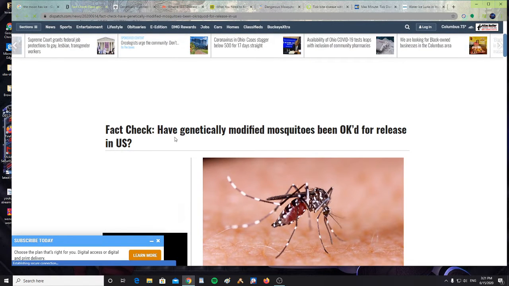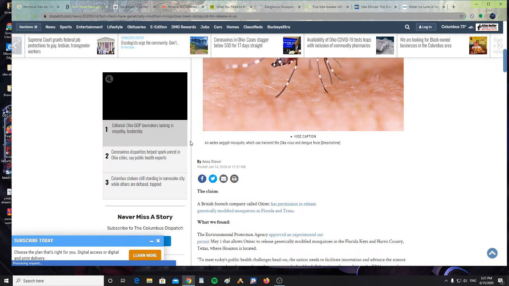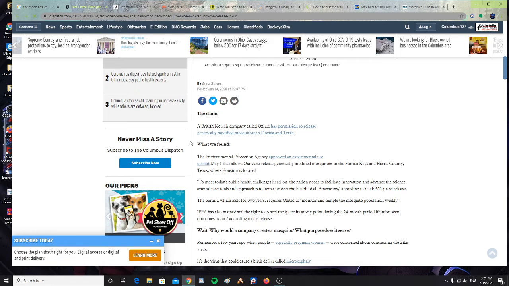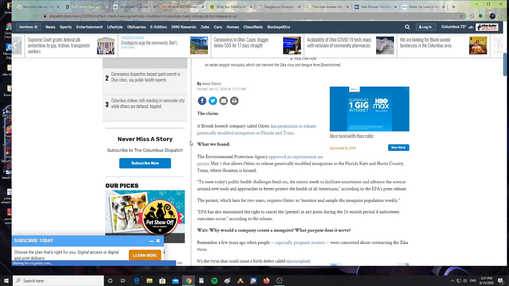Fact checked. Have genetically modified mosquitoes been okayed for release in the U.S.? Apparently, the Environmental Protection Agency approved an experimental use permit on May 1st that allows Oxitec to release genetically modified mosquitoes in the Florida Keys and Harris County, Texas, where Houston is located. To meet today's public health challenges head-on, the nation needs to facilitate innovation and advance the science about the new tools and approaches to better protect the health of Americans, according to the EPA's press release.